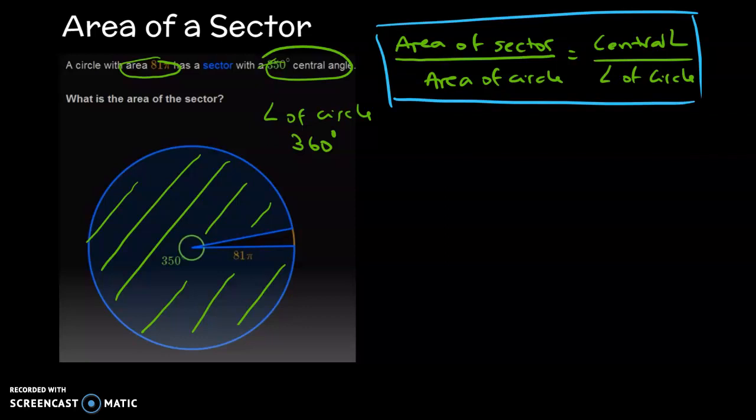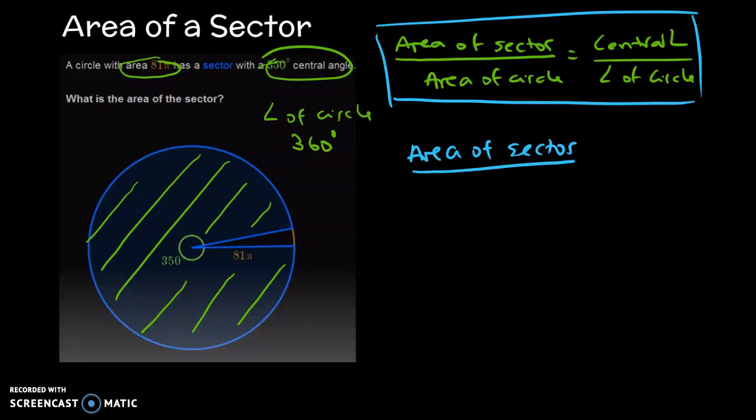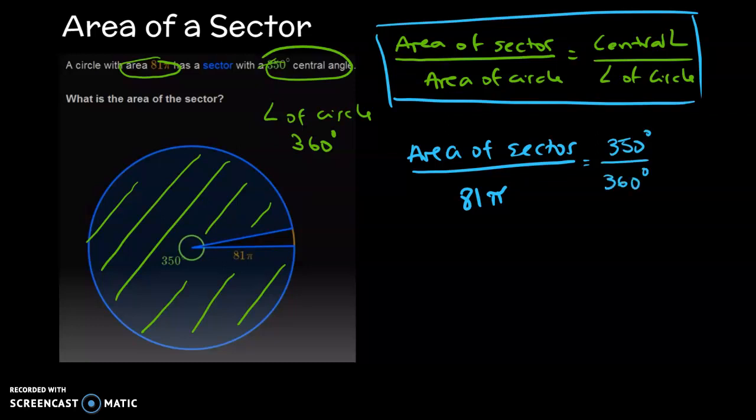We still need to determine the area of the sector, and you could use any variable you like. Then we know the area of the circle is 81 pi, which I just wrote as is. Then I'm going to write down the central angle, which is 350 degrees, over 360 degrees, which is the angle of our circle. Then you can solve in whatever method you prefer.